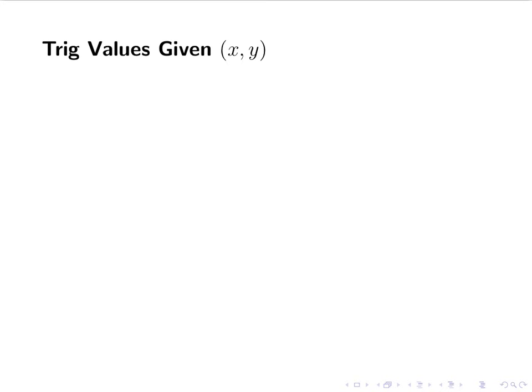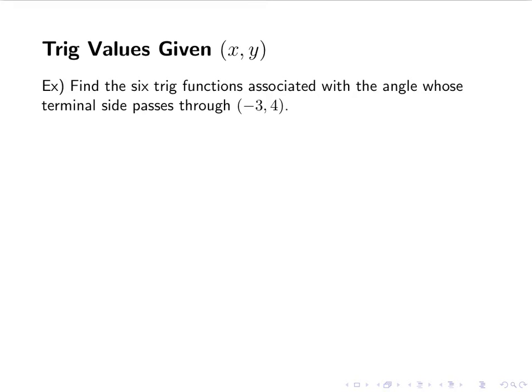Hello everyone. Today we're going to look at finding trig values given a point that the terminal side of an angle goes through. So far we've really worked with triangles, and now we're going to expand it to an angle that's in the Cartesian plane. So for our first example, we're going to find the 6 trig functions. Remember, sine, cosine, tangent, secant, cosecant, cotangent, associated with the angle whose terminal side passes through the point -3, 4.